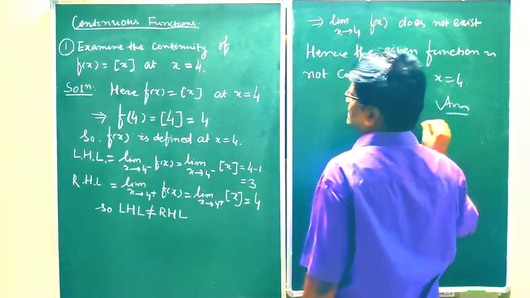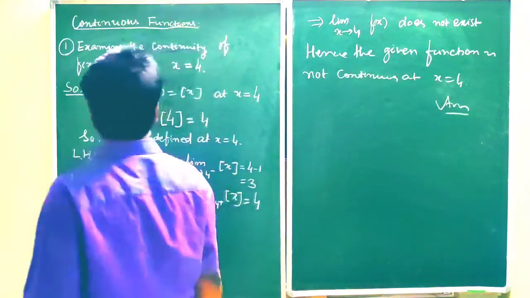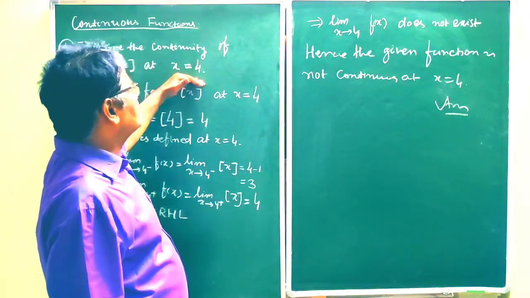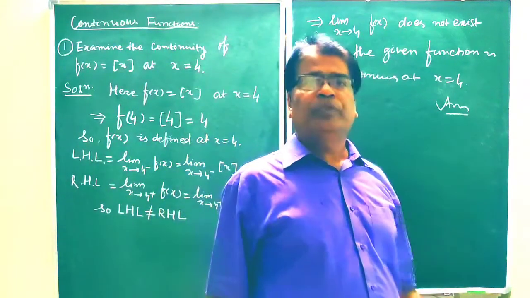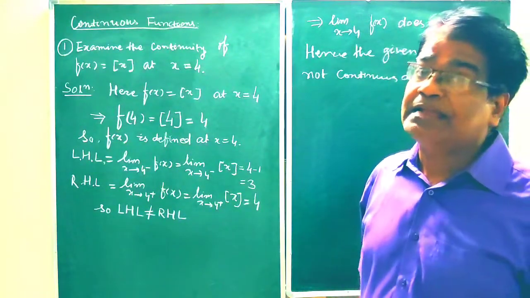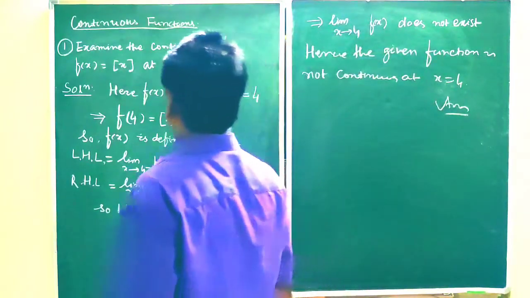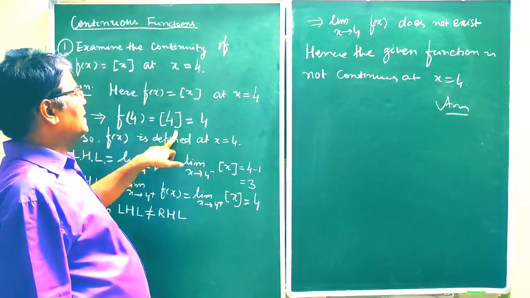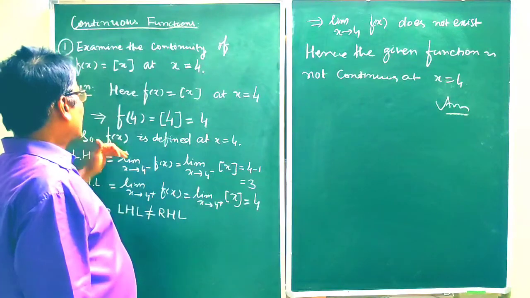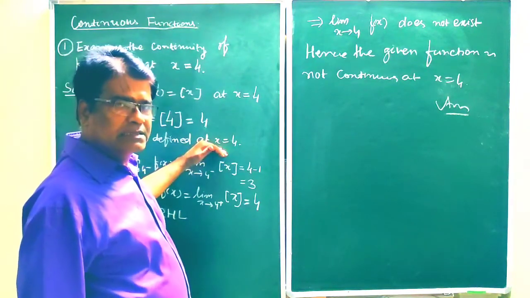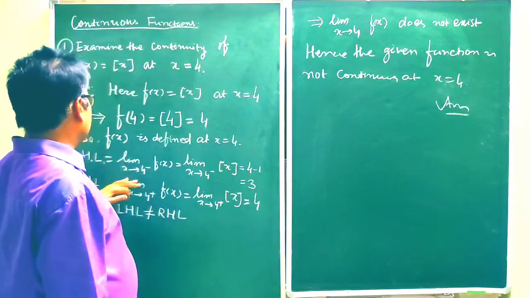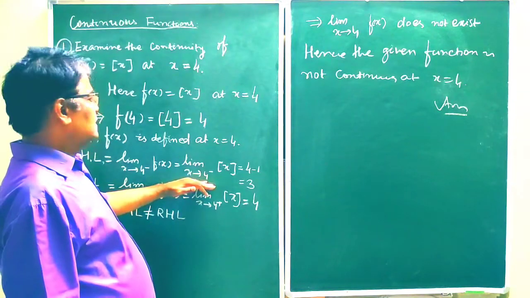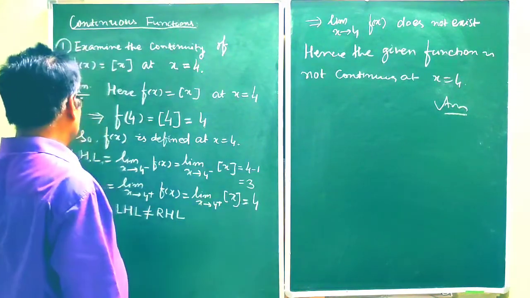Answer. So here we have to examine the continuity of f(x) = [x] at x = 4. [x] is the greatest integer function. So at x = 4, f(4) = [4] = 4. Now the function is defined at x = 4. Left hand limit, x tending to 4 minus f(x). So this is an integer, so it will be 4 minus 1, this is equal to 3.